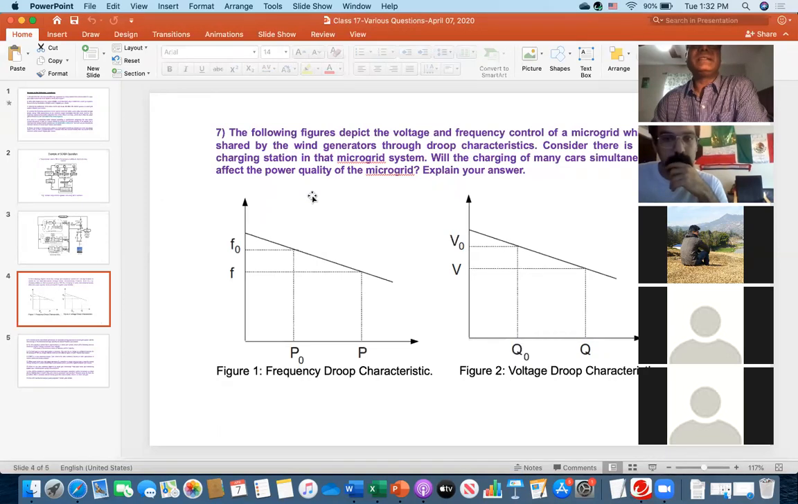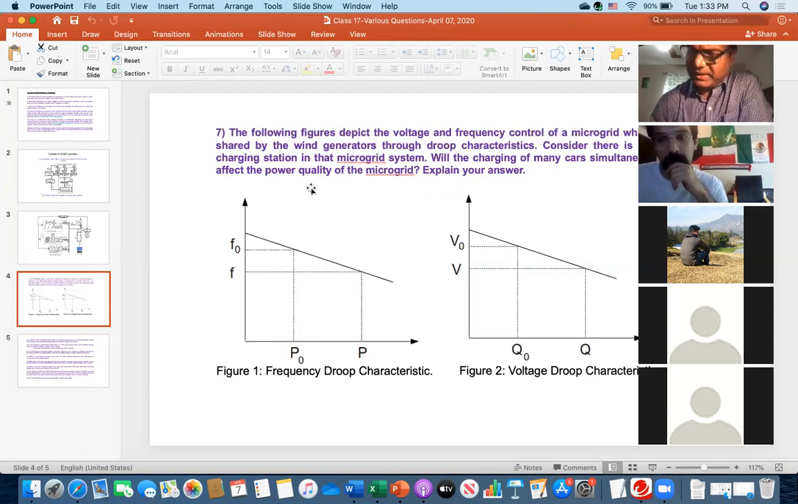Consider there is a charging station in that microgrid system. Figure 1 and figure 2 are the frequency and voltage droop characteristics, and assume that there is a microgrid, and in that microgrid there is a car charging station. So the question is, will the charging of many cars simultaneously affect the power quality of the microgrid? Now, first of all, power quality means 2 parameters, frequency and voltage.